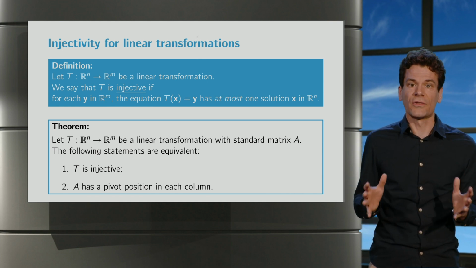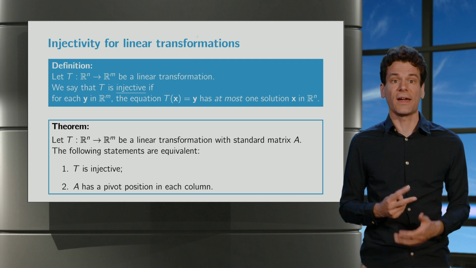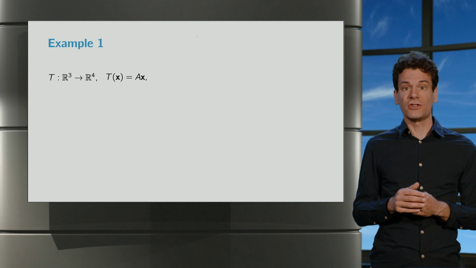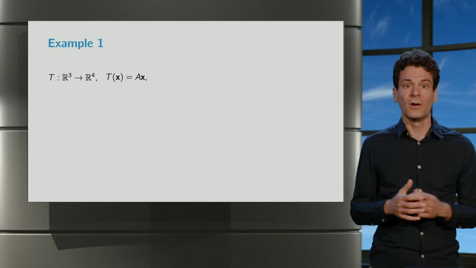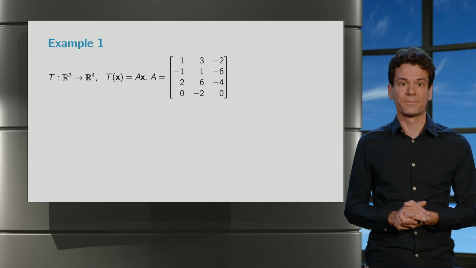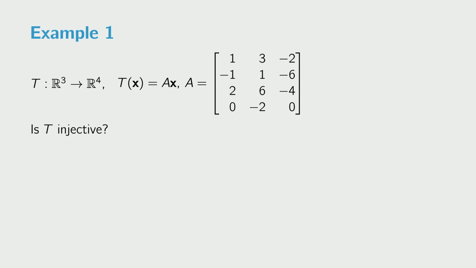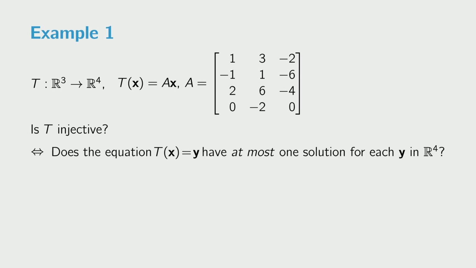To illustrate why this theorem is true, let me show you two examples. First, consider the matrix transformation T from R^3 to R^4 with this standard matrix. Is T injective? By definition, this question comes down to the following. Does the equation T(x) equal to y have at most one solution for each y in R^4? The equation T(x) equal to y is the same as the equation A times x equal to y.